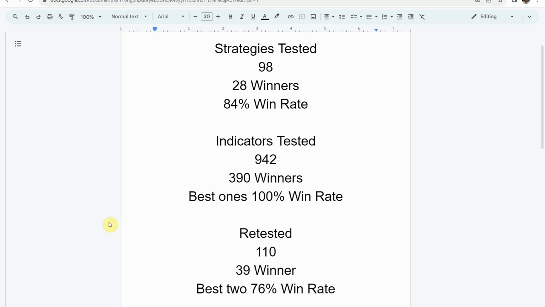We've also tested a total of 942 indicators, with 390 of them being winners. The best ones so far were able to achieve a 100% win rate. Now you need to go back and watch those videos to understand the context of how they were able to achieve that. So go back and watch those videos and see what you can get out of those winning indicators. We've also retested in the advanced testing 110 of the winning indicators. 39 of them have been able to maintain the winning status, the best two, a 76% win rate. Keep in mind that we tested most of these strategies and indicators on the Forex and crypto market, but they can be applied to just about any market and time frame universally.